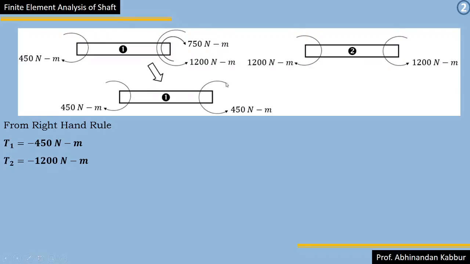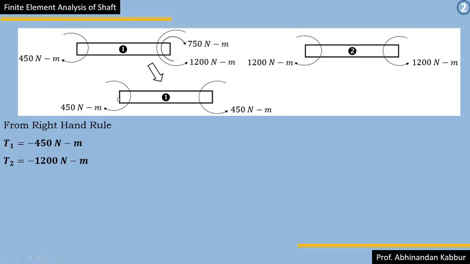So this is my right side, which is 450 Newton meter in the counterclockwise direction, therefore it's a negative value. So T1, that is torque applied on the first portion, is minus 450 Newton meter, and T2, the second portion, once again I need to look for the torque which is there on the right side of that second portion, which is 1200 Newton meter, which is also in the counterclockwise direction, therefore minus 1200 Newton meter if it is for right hand rule.